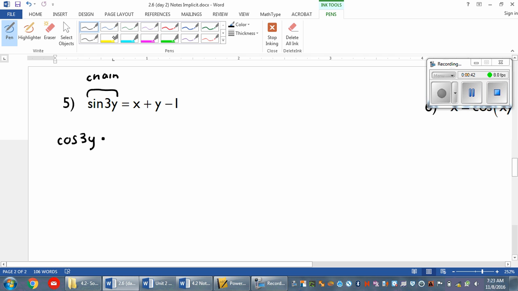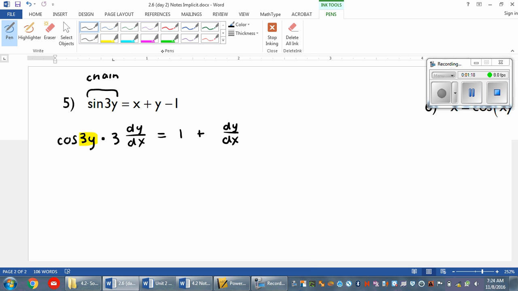Now I multiply, since I left 3y the same, I have to multiply by the derivative of 3y to compensate, which is 3. Now, since I took the derivative of a y, I'm going to multiply by dy over dx. So all of that is just the derivative of sine of 3y, equals. The derivative of x is just 1, plus the derivative of y is 1, but since it's a y, I have to multiply by dy over dx. Generally, I don't put that 1, so I automatically just put dy over dx. And then the derivative of negative 1 is 0.